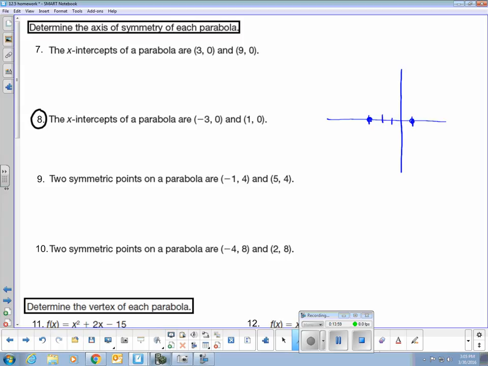So what that means is my parabola will have an axis of symmetry that will go right in between those 2 points. And what I can see from my graph is that it would be the line x equals -1. When we talk about taking these two x values and averaging them, that would give me -2 divided by 2, or -1.